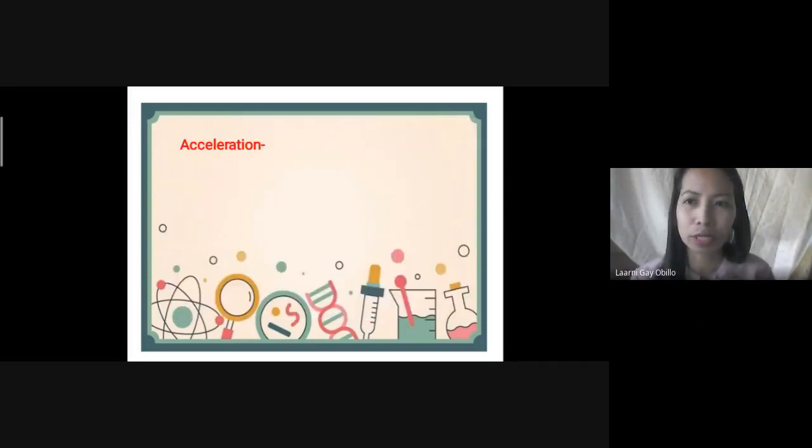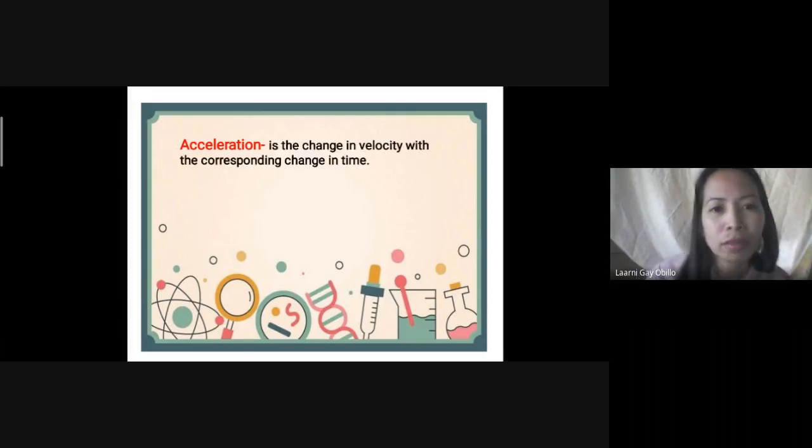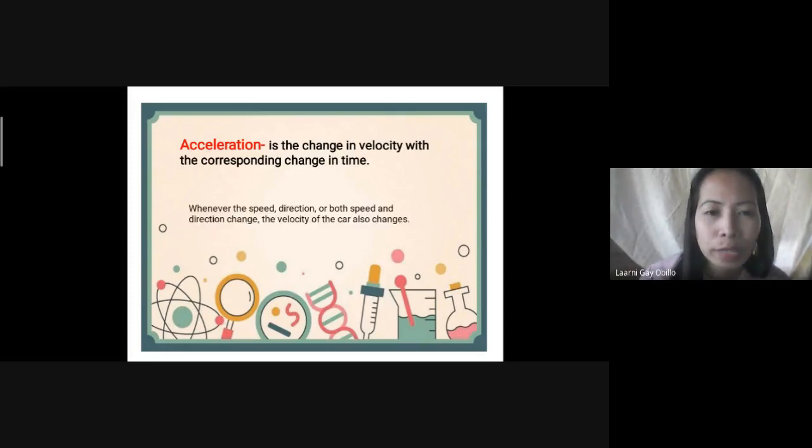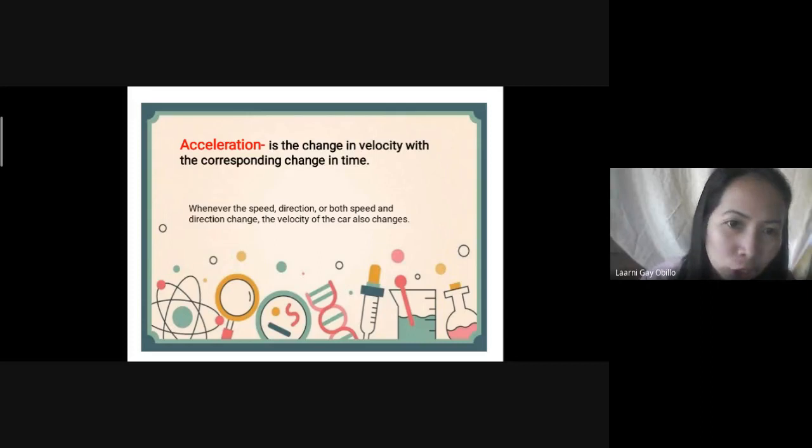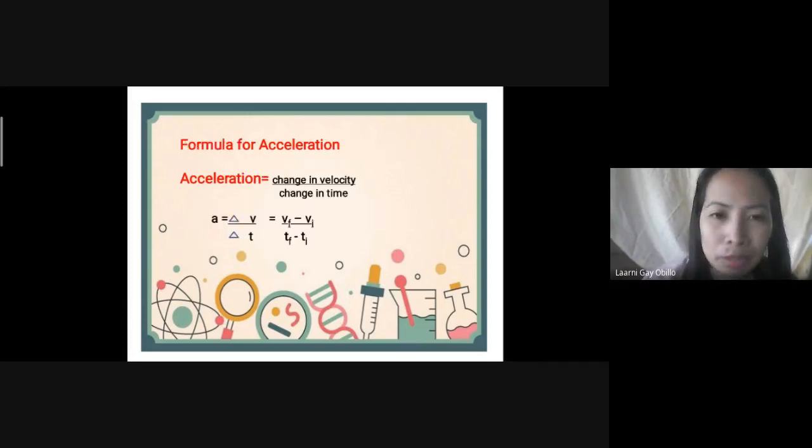Okay, now let's proceed with our topic, acceleration. So when we say acceleration, it is the change in velocity with the corresponding change in time. Whenever the speed, direction, or both speed and direction change, the velocity of the car also changes. So, ibig sabihin, kapag nagbago yung bilis ng isang bagay, yung takbo niya, o yung direction niya, or parang nag-change yung speed and direction, so may pagbabago sa acceleration siya. So, therefore, meron din pagbabago sa kanyang velocity.